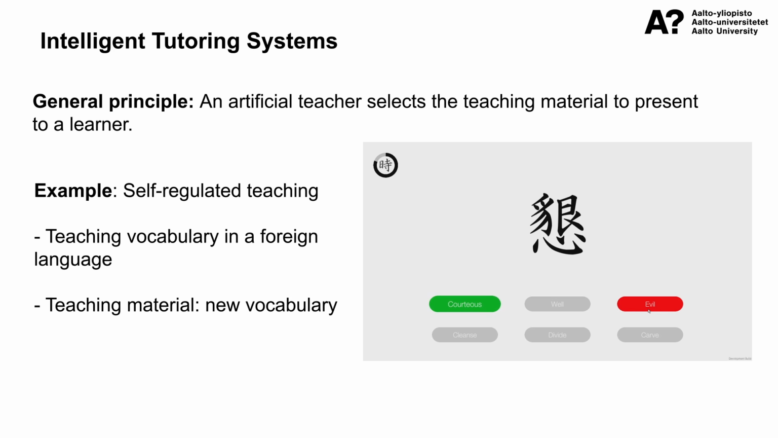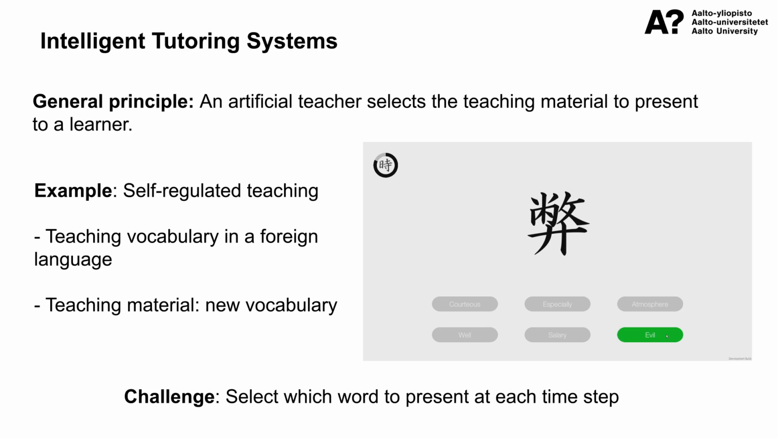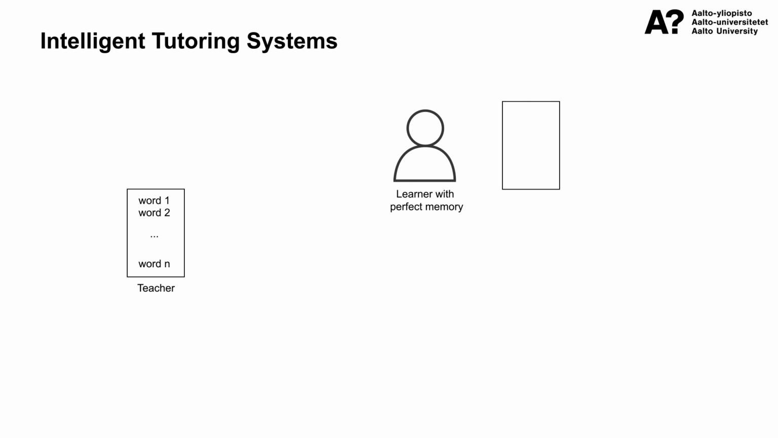The learner selects the translation of the word in a list of multiple options and gets the correct answer from the application. In this example, the difficulty of the teacher's task is to choose which word to present at each time step in order to maximize the number of memorized words. If the learner had a perfect memory, the task would be much easier. It would be sufficient to present each word once.